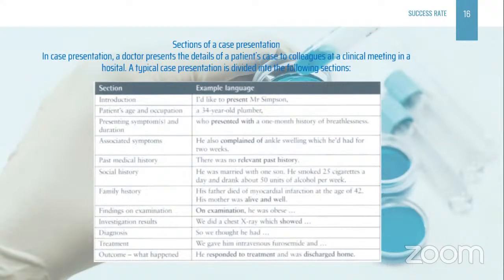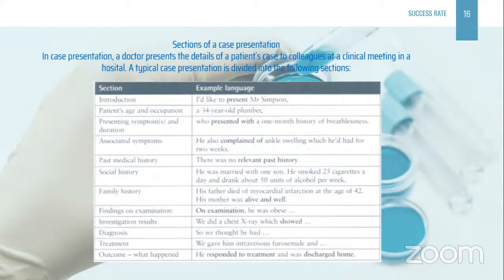Findings on examination: on examination, he was obese. Investigation results: we did a chest x-ray which showed... Diagnosis: so we thought he had... Treatment: we gave him intravenous furosemide and... Outcome, what happened: he responded to treatment and was discharged home. Okay, thank you, Rina. Just one thing: on examination, he was obese. Okay?